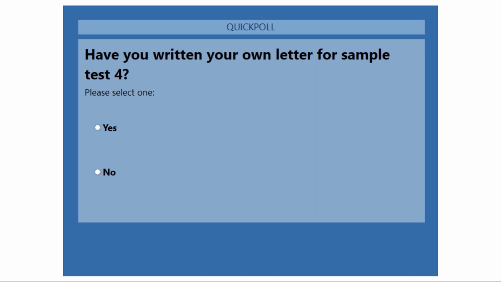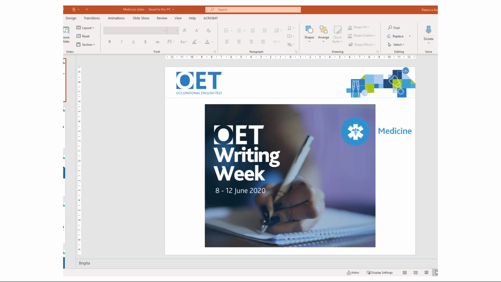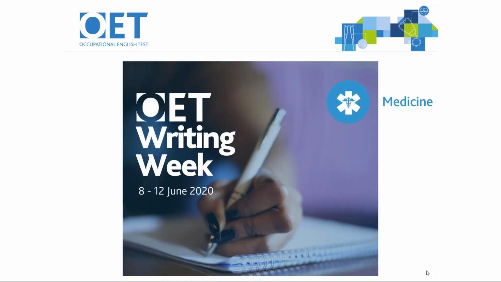So interestingly, it's about 50-50 actually. Slightly more are saying yes, they have, but it's very close. Just over 50% are saying they have, and the others are saying that they haven't. So there's a couple of options for you here. Perhaps this was your intention, that you wanted to hear what I have to say about the sample test and the sample answer before you attempted to write your own letter, in which case that's fine. Please do stay and listen to this session.